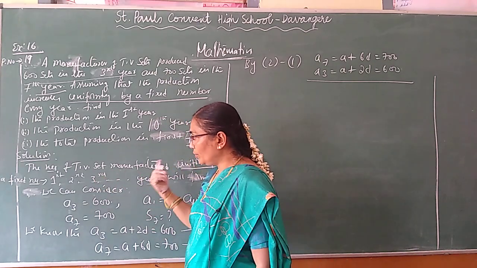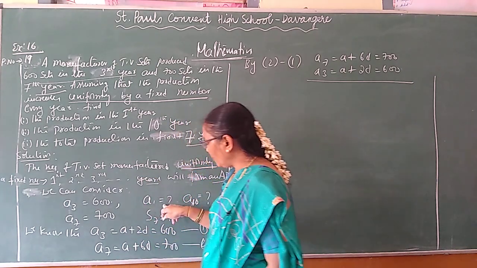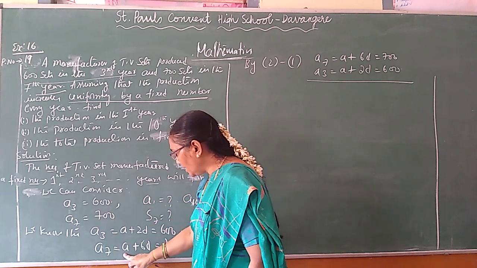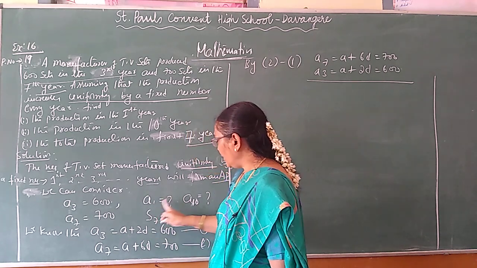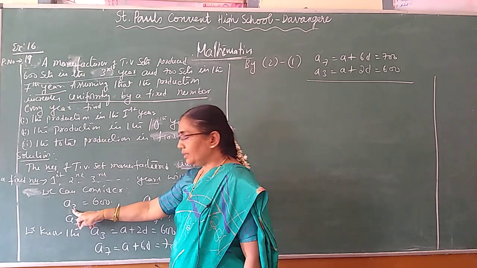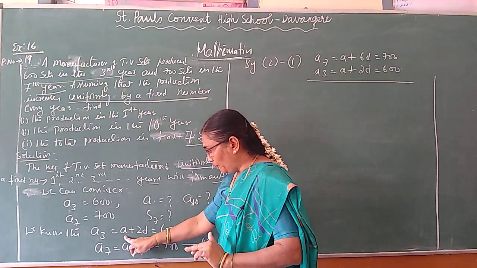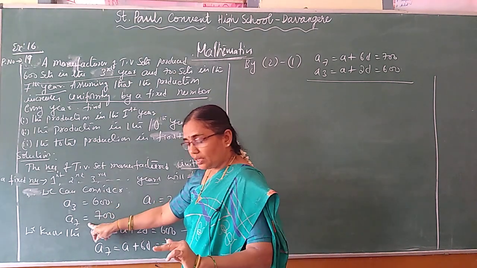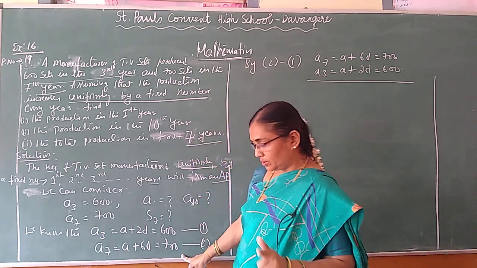So after knowing it is in AP, it is very easy. When they ask to find the terms, you have to consider these two as equations and find the value of A and the value of D, then we can find the terms very easily. Since it is an AP, how did we express A3? A + 2D is equal to 600. How did we express A7? A + 6D is equal to 700.